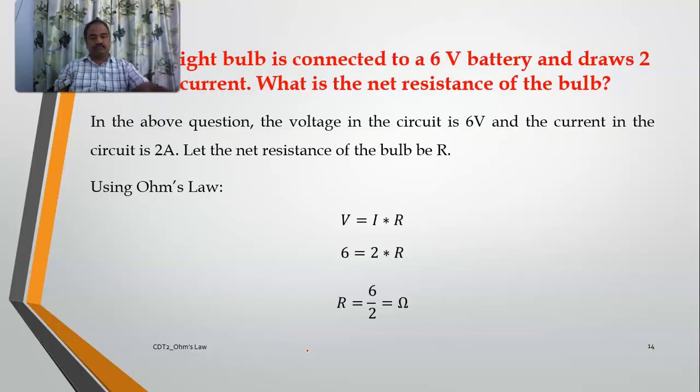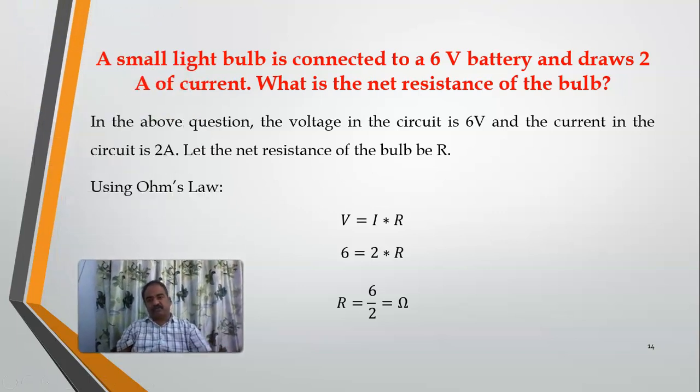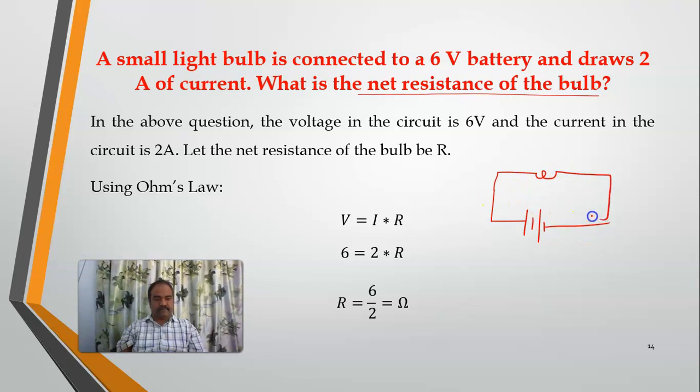The first one: a small light bulb is connected to a 6 volts battery and draws 2 amperes of current. What is the net resistance of the bulb? So there is a 6 volts battery and to this one a bulb is connected, drawing 2 amperes of current. The concept is very simple. There is only one simple element. So V is equal to I into R. So what is R? V by I.